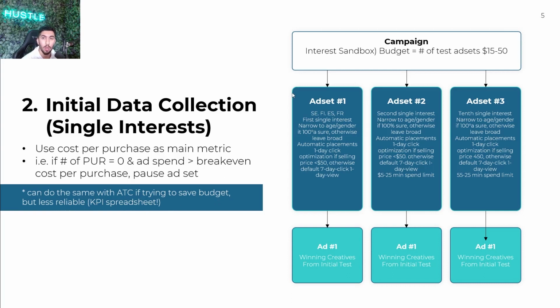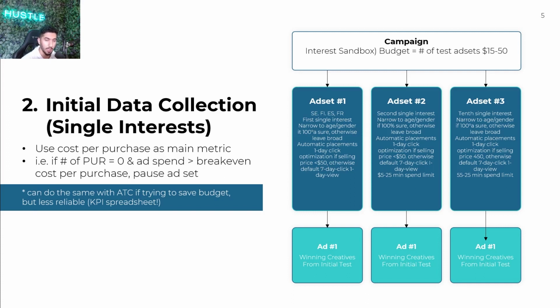So how will you run your interest campaigns, right? You will choose only one country, guys. Don't mistake this with 4 countries, right? You will choose only one country. First, single interest, narrow to age, gender. If you're not 100% sure, just leave it broad, right? Automatic placement, 1-day click optimization if selling price is more than $50, sorry.